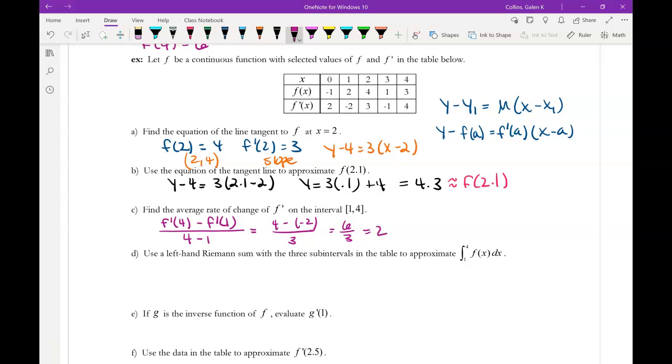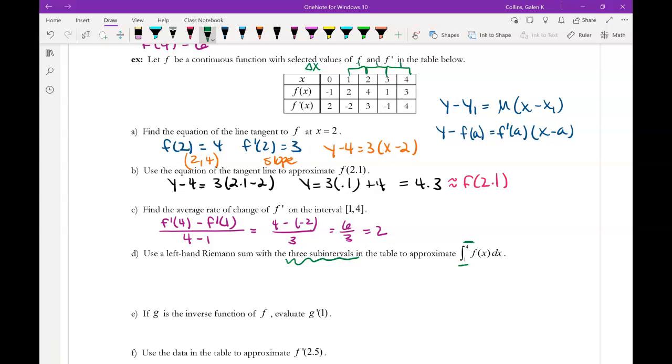All right, part D, use a left-hand Riemann sum with 3 subintervals in the table to approximate the definite integral of f from 1 to 4. So when we have 3 subintervals, either in the table or as indicated by the data, sometimes it's worded like that, we just want to look from where x equals 1 to where x equals 4 and make those 3 rectangles. So up in my table, from 1 to 2 is our first rectangle, 2 to 3, 3 to 4, and in this example, delta x is constant.